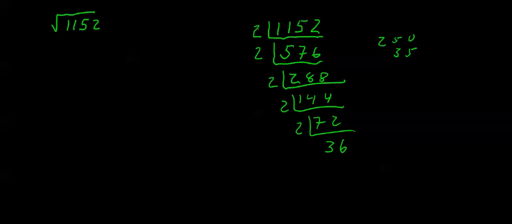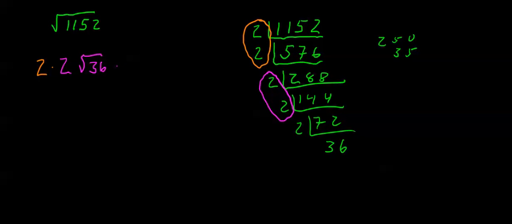So I can stop. Circle my pair of 2's, I get a 2. Circle another pair of 2's, I get a 2. And then I'm left with the 2 and the 36. The square root of 36 is 6. I could write just a 6. And then I have the square root of 2. 2 times 2 is 4, times 6 is 24, so 24 square root of 2.